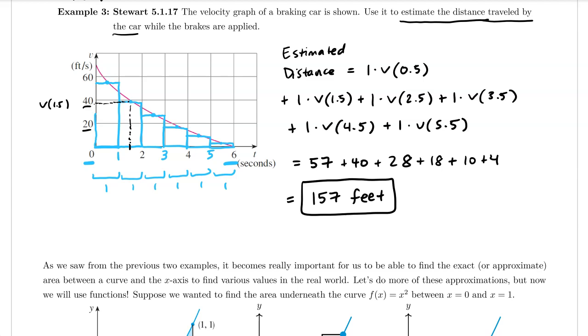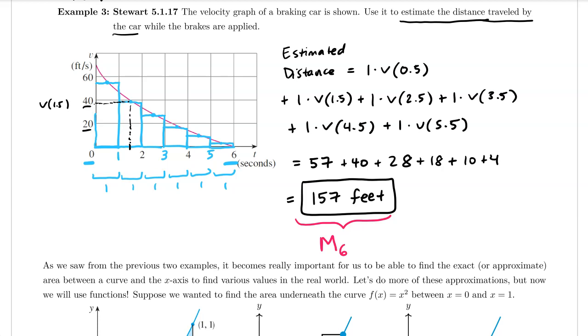Now, we're going to go more in depth into this notation later on, but I'm just going to introduce this notation now. So this 157 feet is an estimated value, and the notation that I want to give it is I want to label it with capital M and then a subscript of the number 6. So maybe pause the video and think about what are those two items coming from?